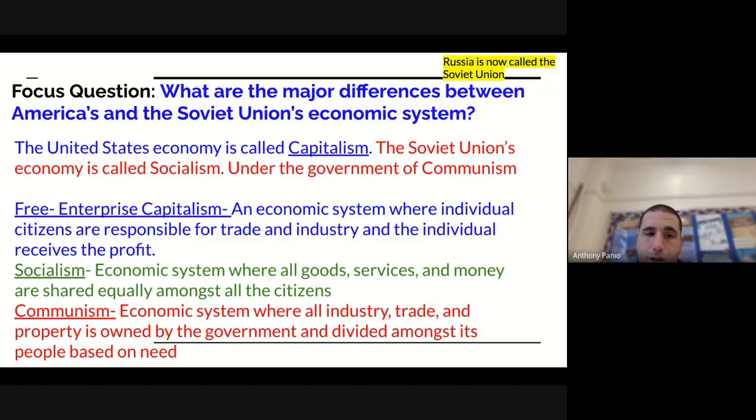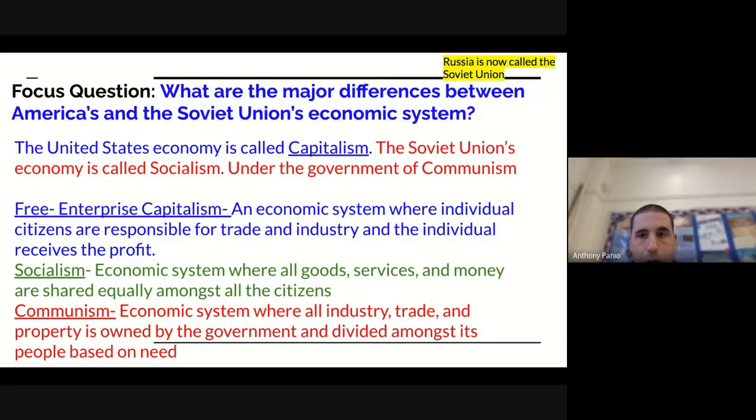They're going to be a major country in this class. So we kind of need to know a little bit about them and why we really don't get along with them very well. All right. So the focus question is, what are the major differences between America's and the Soviet Union's economic system?